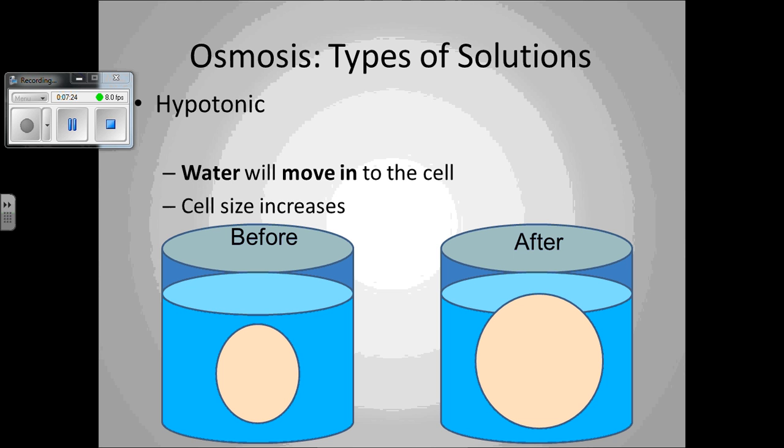Hypotonic is just the opposite. Here you start off with the before, and then the after you get bigger. This is where the solute is lower on the inside than on the outside, so water is going to move in to try and equalize that. And this way the cell size is going to increase. Chances are that these look like eggs, of course, and we're doing the egg lab right now, so you're going to see some of this happening.